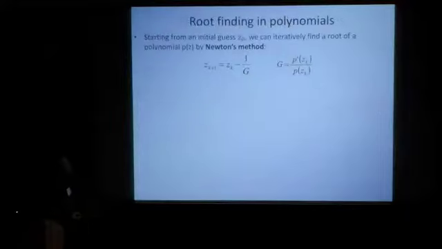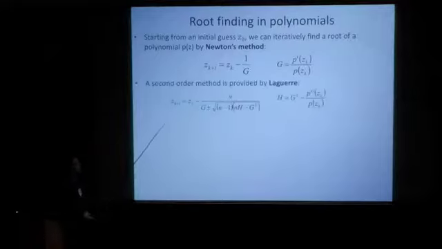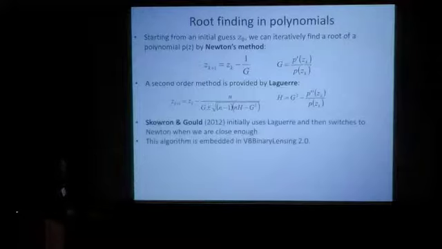Typically, we use traditional methods such as Newton's method, and its second order version, which is Laguerre's method. These two methods can be combined in an optimized method, which was due to Ian Skowron and Andy Gould in 2012. So it switches between the two methods when you are close enough to the root. And this is the algorithm that is finally embedded in the VBBinaryLensing 2.0.